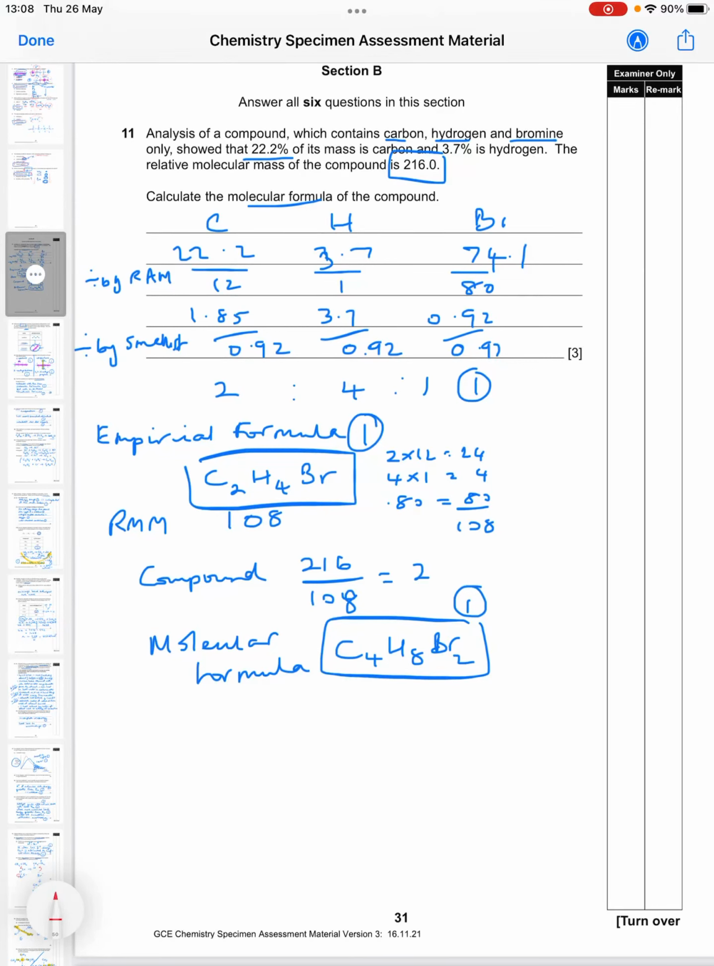So this is part 2 of the AS Unit 2 CCEA specimen paper. I'm going to do question 11, 12 and 13 here.